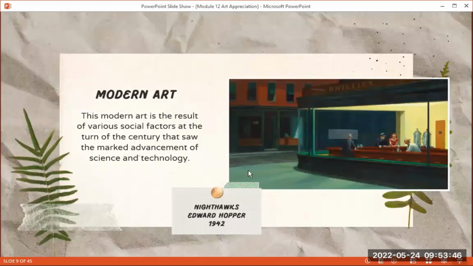Now, modern art is also the result of various social factors at the turn of the century that saw the mark of the advancement of science and technology. This modern art painting was created by Edward Hopper in 1942 with the title Nighthawks.